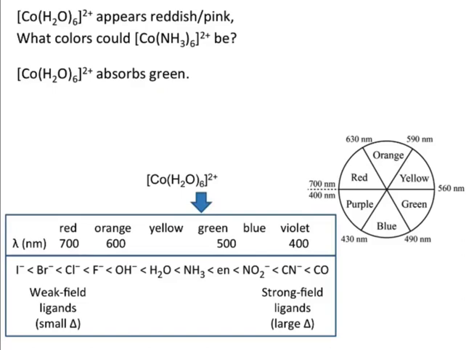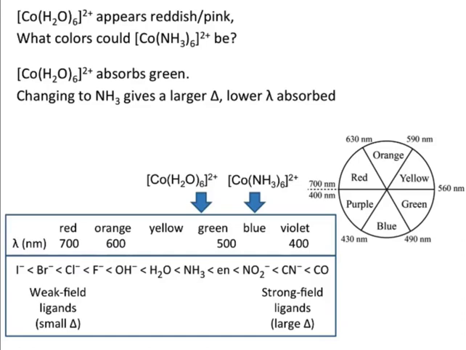And we want to know what color the amine compound can be. If we go to the amine compound, it's going to have a larger delta because ammonia is to the right of water on the spectrochemical series. That means it's going to absorb a lower wavelength. On this list of wavelengths, the largest is on the left and the smallest is on the right, so when we move to the right, we've got a lower wavelength. So we're at green over here, and then we go to a lower wavelength. If you look at the numbers, you see that going lower is over here.